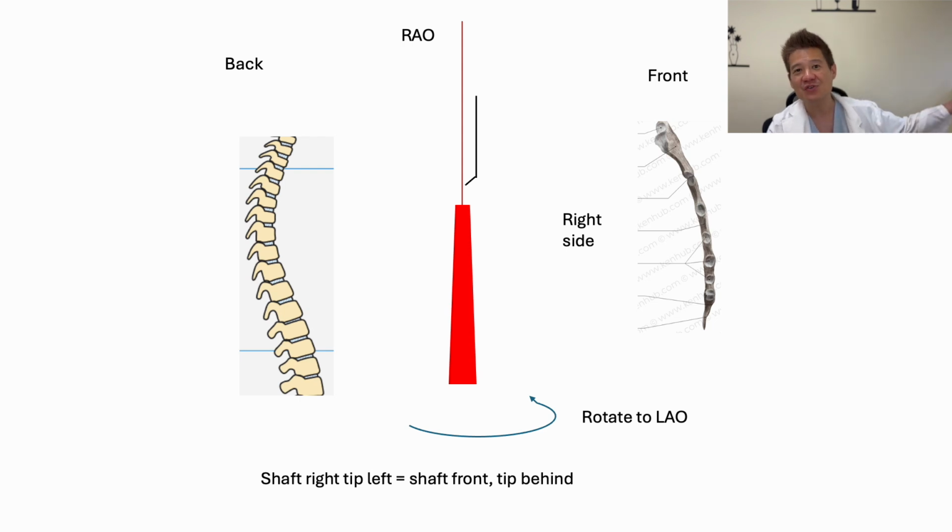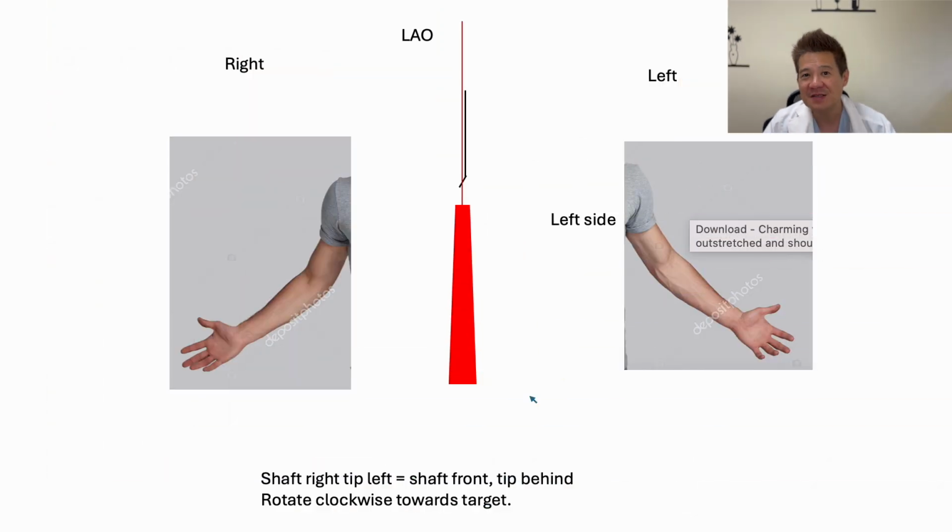Now, if we rotate to LAO, what we find is the left-hand side of the screen is the left hand of the patient, and the right side of the screen is the right hand of the patient in LAO view. And we find now the wire is slightly on the left side, but the tip is pointing slightly on the right side, and the tip is pointing towards the left side.